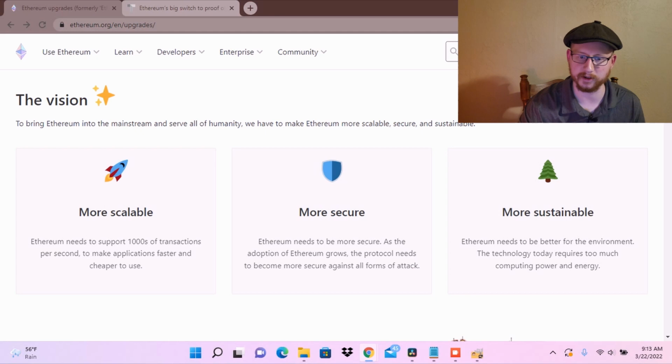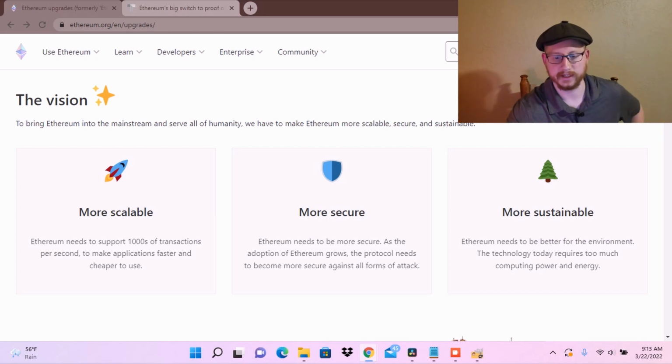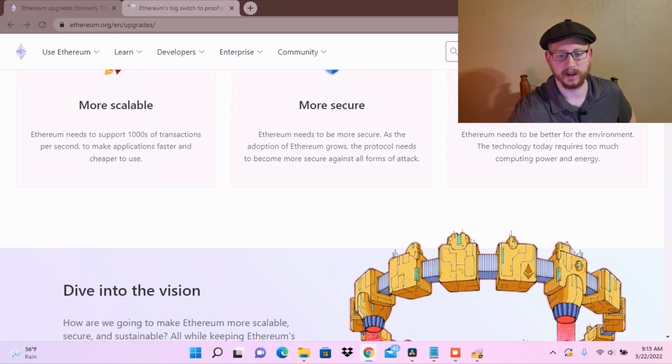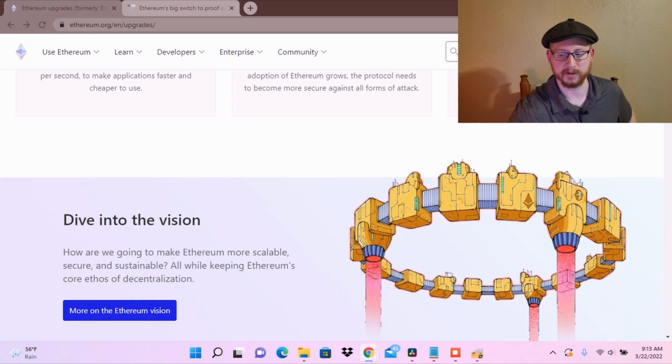I'm going to go ahead and go through some of the things that the website says now. So it's going to be more scalable. Ethereum needs to support 1,000 of transactions per second. This will make applications faster and cheaper to use. More secure. Ethereum needs to be more secure. As the adoption of Ethereum grows, the protocol needs to become more secure against all forms of attack.